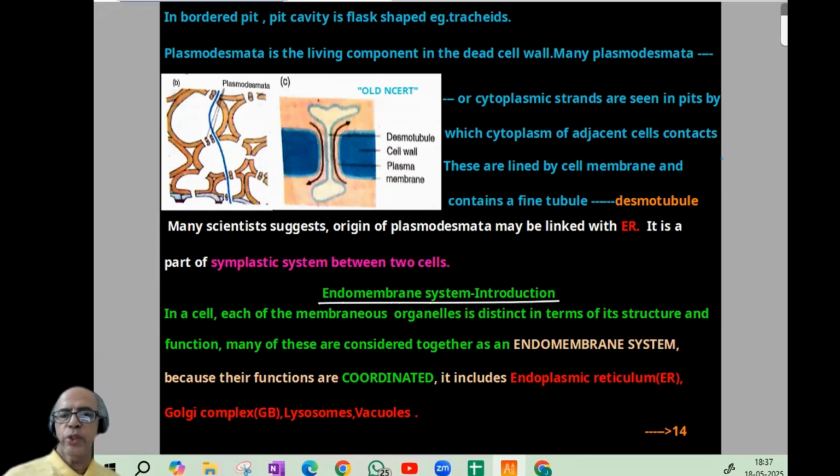Now comes the last topic, just an introduction: the endomembrane system. In a cell, each of the membranous organelles is distinct in terms of its structure and function. Many of these are considered together as an endomembrane system. Why? Because their functions are coordinated. What are the main endomembrane system organelles we have to learn? That is the next episode: endoplasmic reticulum, ER, Golgi complex or Golgi body, lysosomes, and vacuoles. So the endomembrane system will be continuing in the next episode.